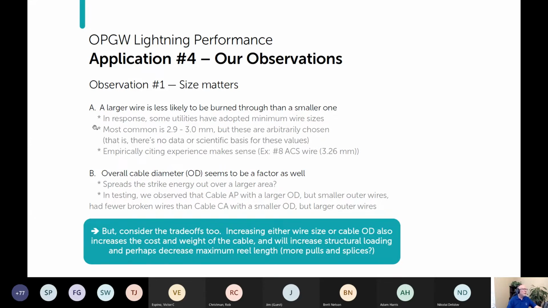So again, size does seem to matter. It does play a role. That is a fact, but then you can debate the specifics.